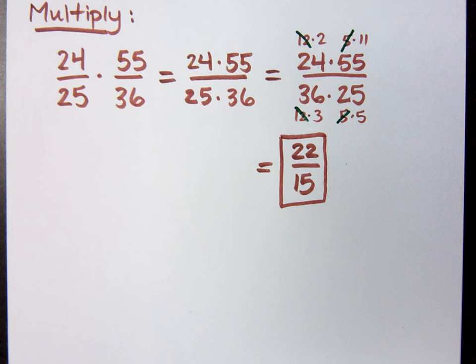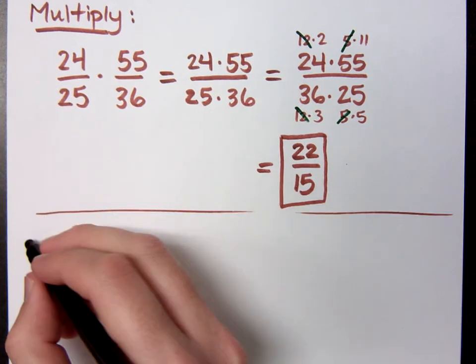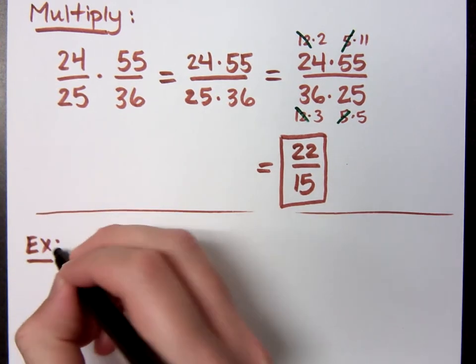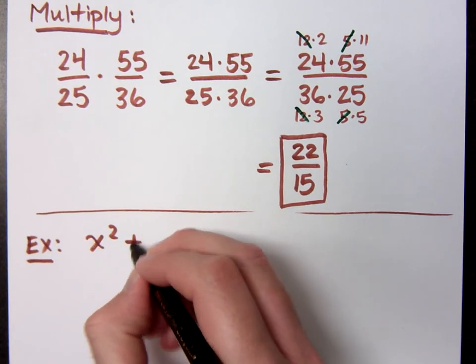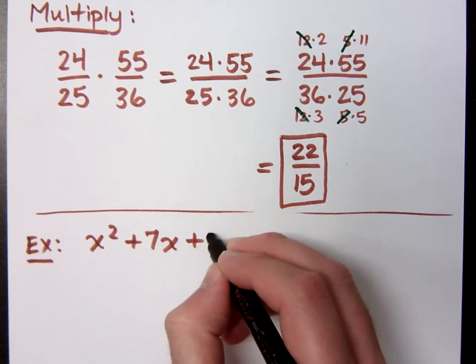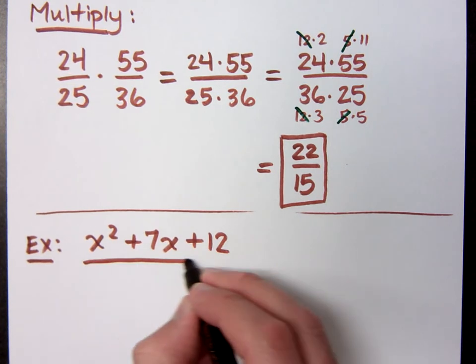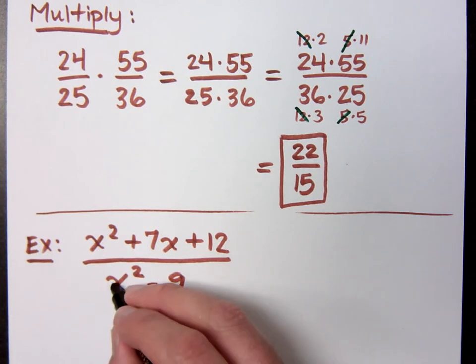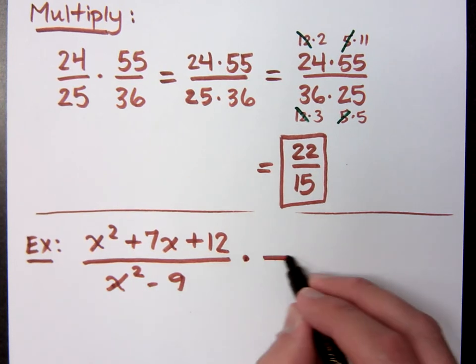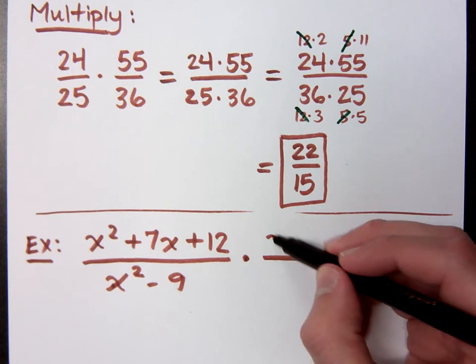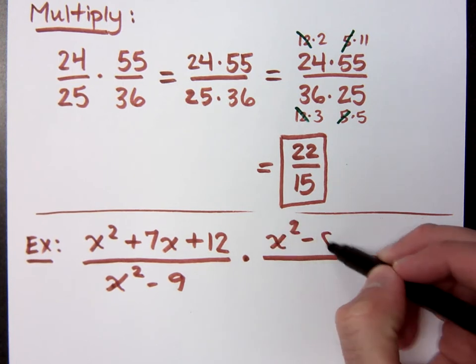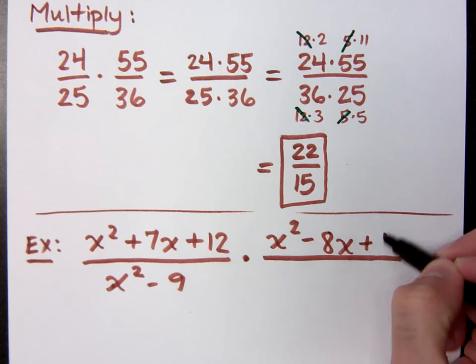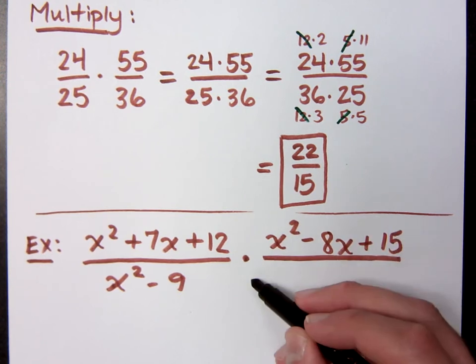That's how you did fractions before. Notice what you had to do is look at them in terms of their factors. So that means if I were to do this next problem, what could you guys do with this? x squared plus 7x plus 12 over x squared minus 9 times x squared minus 8x plus 15 over x squared minus 12x plus 35. It's going to be one of those long problems.